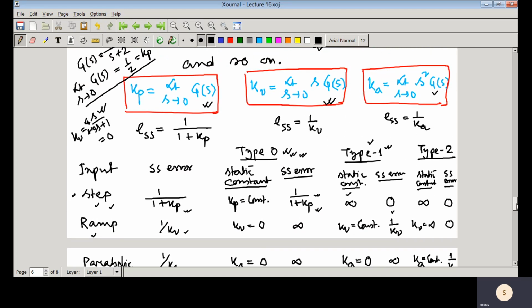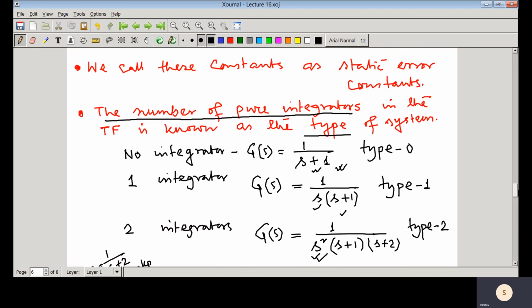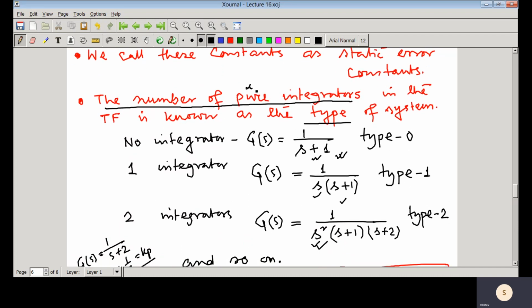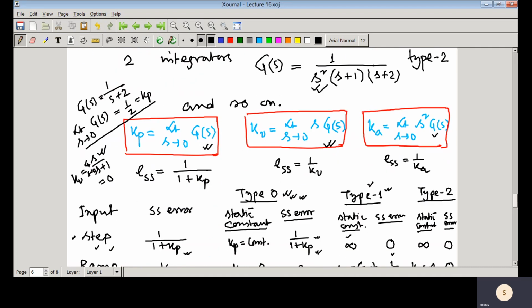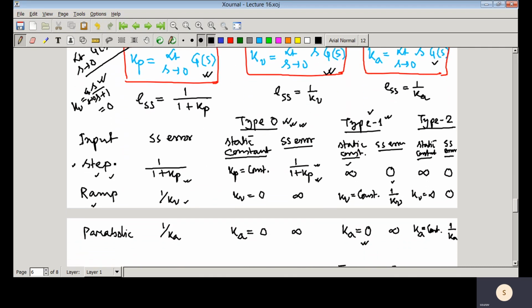So the type of a system is defined as how many poles are at the origin, or how many pure integrators are involved in the transfer function. And then we can see that if we apply a step input here, to get steady state error equal to 0, at least we should have one pole at the origin. At least it should be a type 1 system.